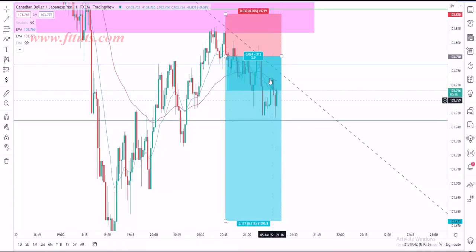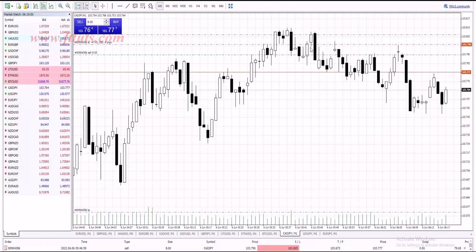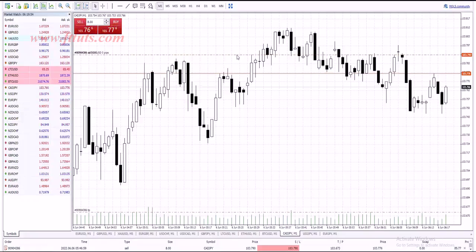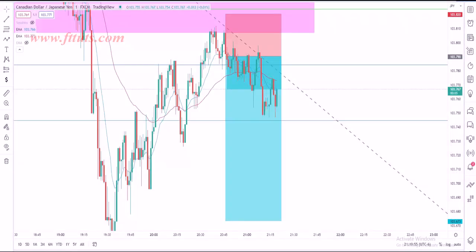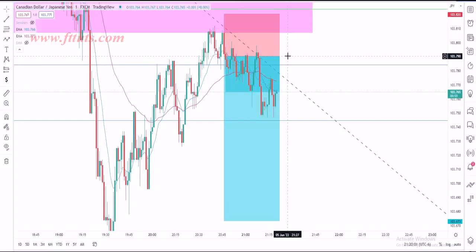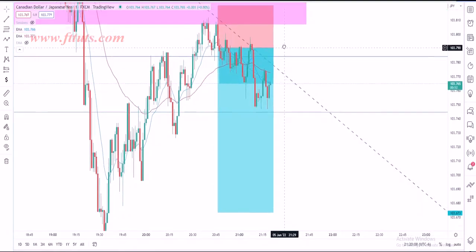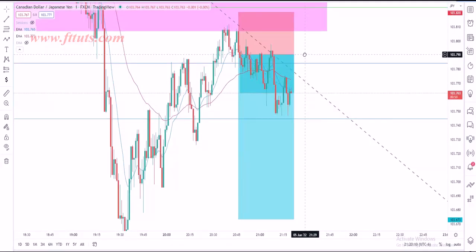Definitely would have liked to see a break of structure. It did not give us that break of structure right here. So I'm going to go ahead and go to full stop loss on this, just because it didn't give us that break of structure. At this point, I'm thinking I'm just going to protect what I got. It's hard to say that it's ever wrong to protect what you've actually got and to protect your capital.